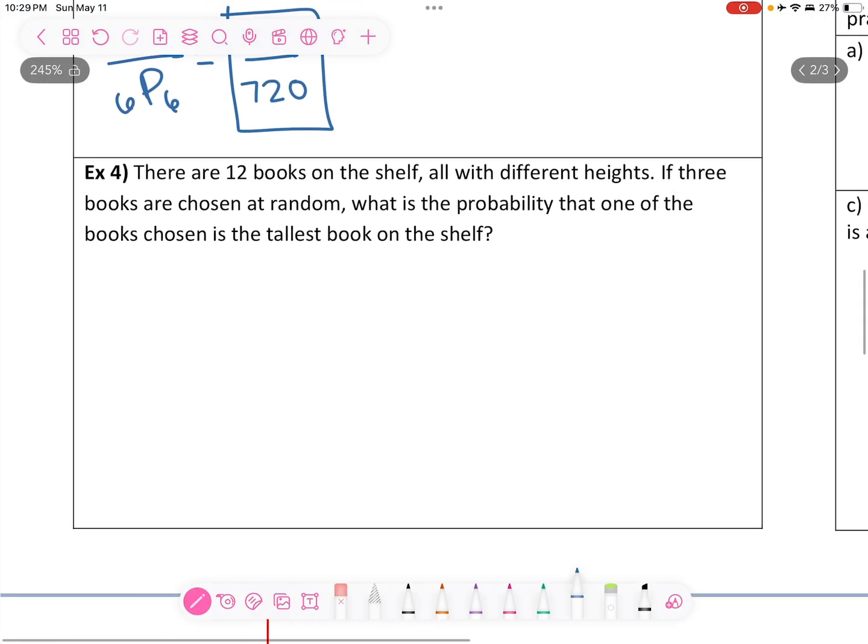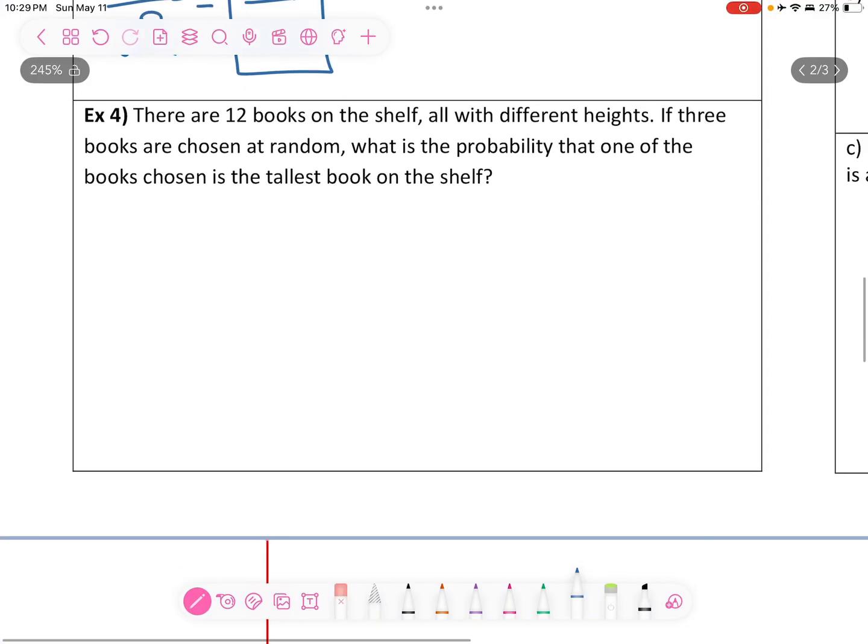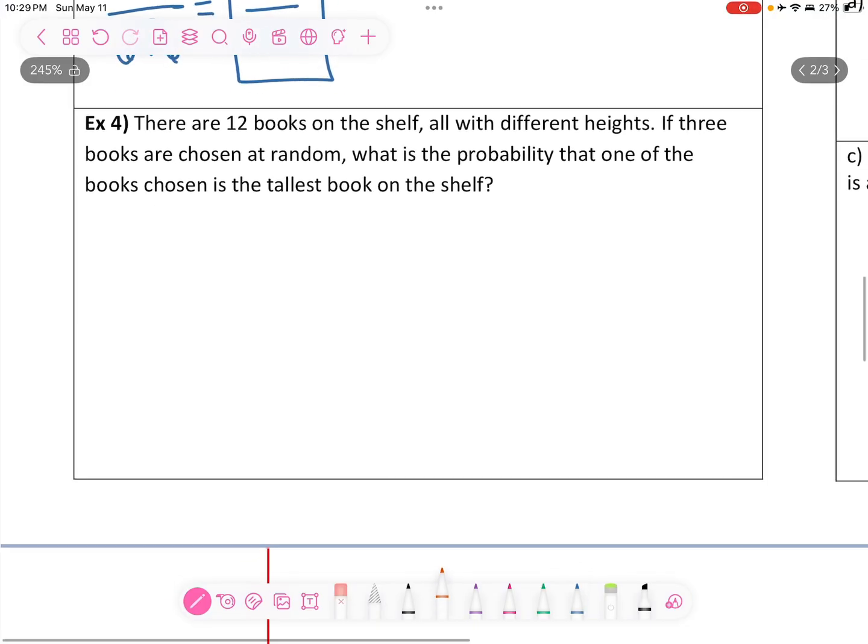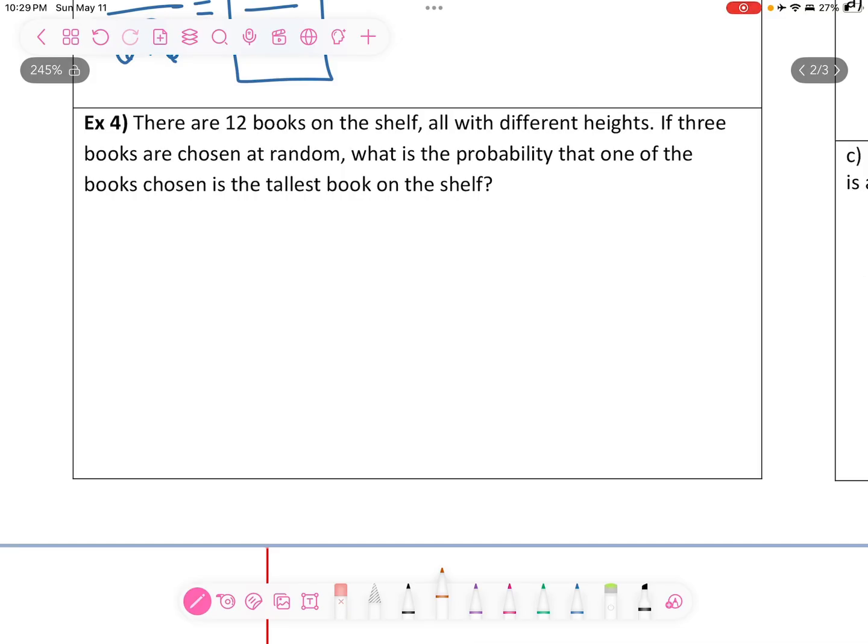All right, now let's look at this next one. This next one says there are 12 books on the shelf, all with different heights. If 3 books are chosen at random, what is the probability that one of the books chosen is the tallest book on the shelf? Okay, so in our scenario, we have to ignore everything that talks about probability. So that's that question. What is the probability? Ignore all that. Just look at the scenario.